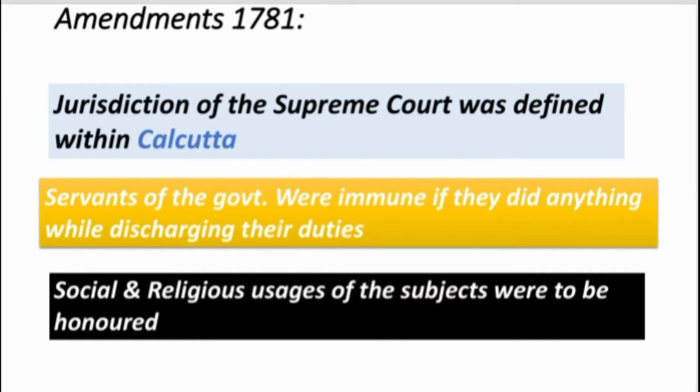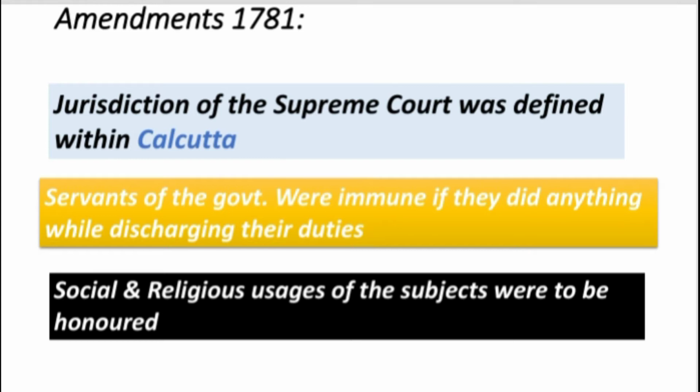Amendments in 1781. It was the amendment when the jurisdiction of the Supreme Court was defined within Calcutta. It was to administer the personal law of the defendant, and the servants of the government were immune if they did anything while discharging their duties. So the social and religious usages of the subjects were to be honored.